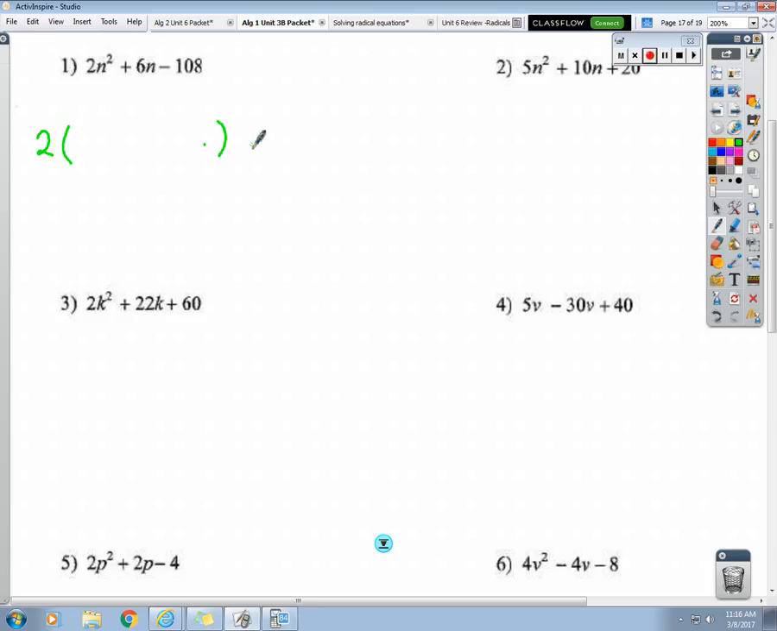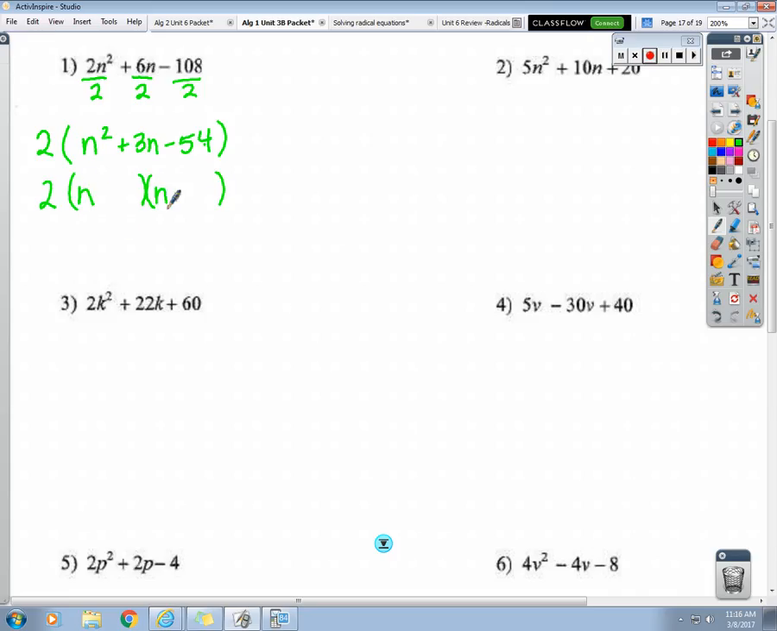Now, when you factor out something, you're dividing it out. What's 2n squared divided by 2? N squared. What's 6n divided by 2? Positive 3n. And what's negative 108 divided by 2? Negative 54. Well, now that we have factored that 2 out, now don't we have a trinomial with a leading coefficient of 1? So can't we just factor that like we did yesterday using the bubble method?